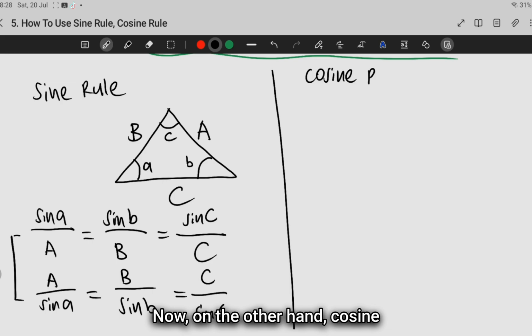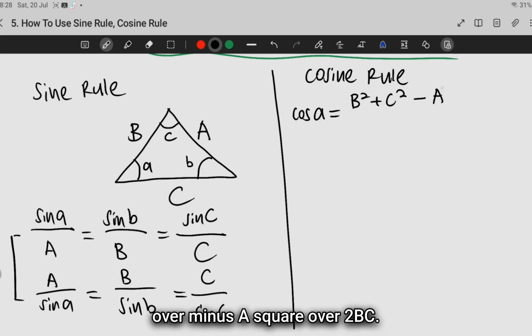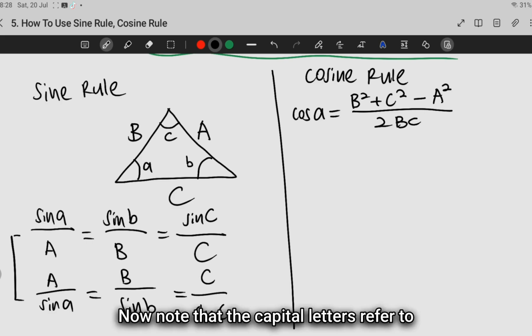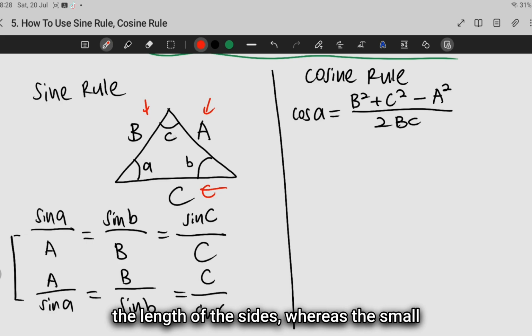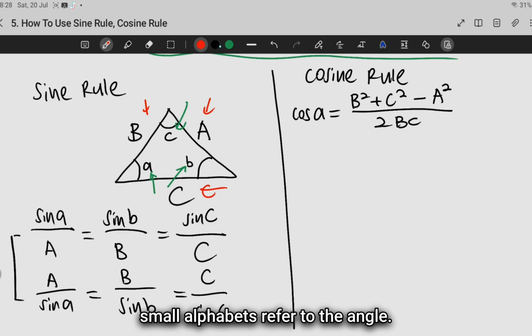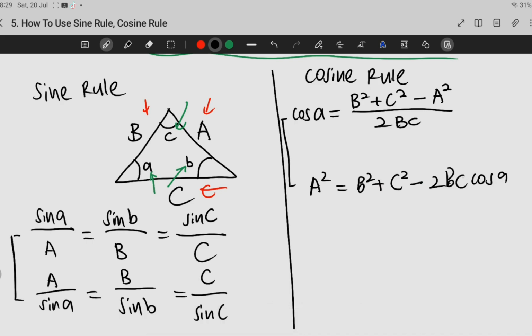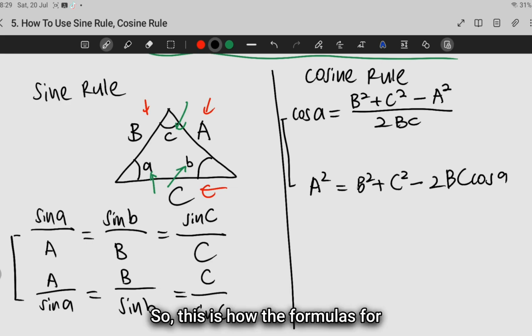Now, on the other hand, cosine rule states that, given the angle, cosine A is just B square plus C square minus A square over 2BC. Now note that the capital letters refer to the length of the sides, whereas the small alphabets refer to the angle, right? Be it in degrees or radians, these small alphabets refer to the angle. And likewise, from here, the side A square equals B square plus C square minus 2BC cosine A. So this is how the formulas for sine rule and cosine rule work.